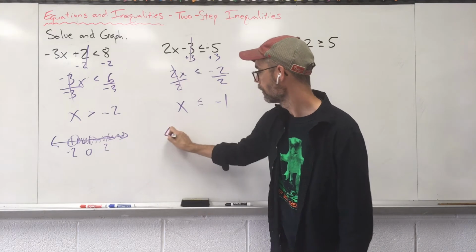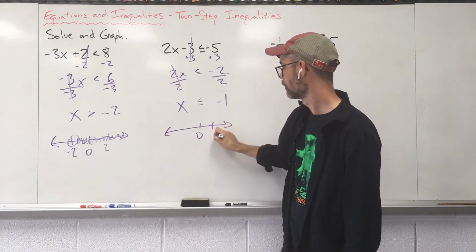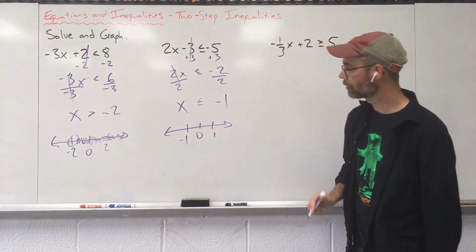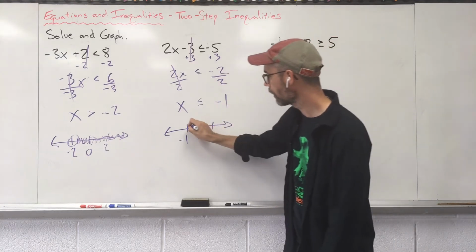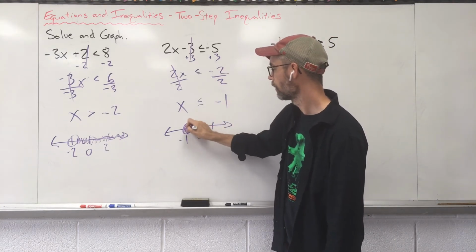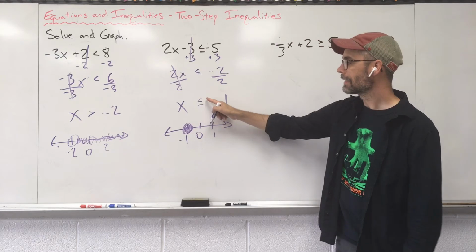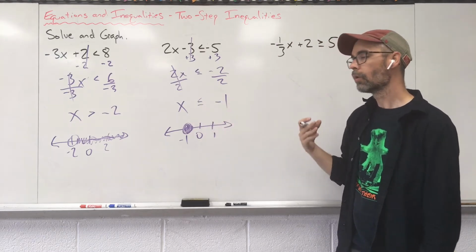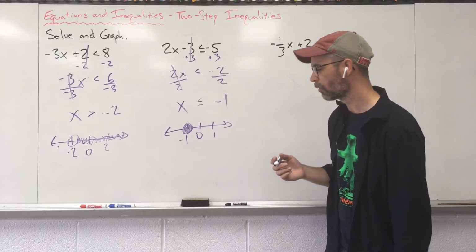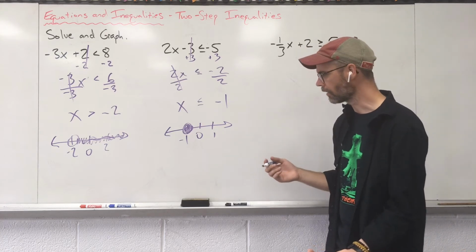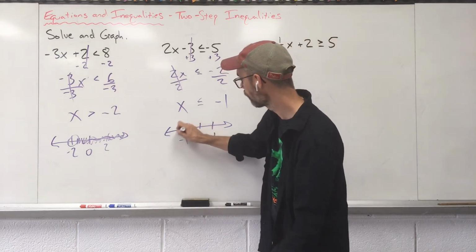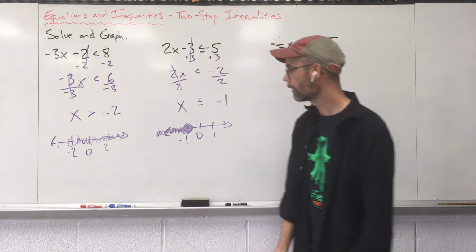Let's graph that. Open or closed circle? Because there's an equal sign, we fill it in. X is less than negative 1. What's smaller than negative 1? What's worse than owing $1? How about owing $2, $3, $4, $5? All your negative numbers still left.